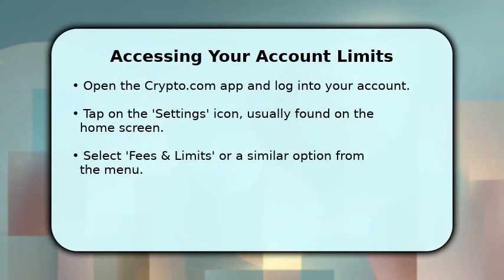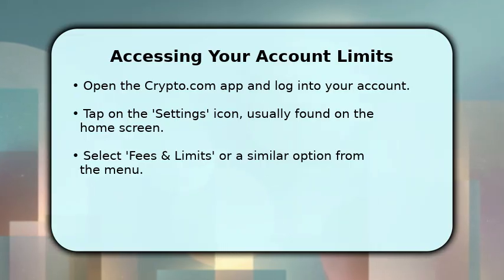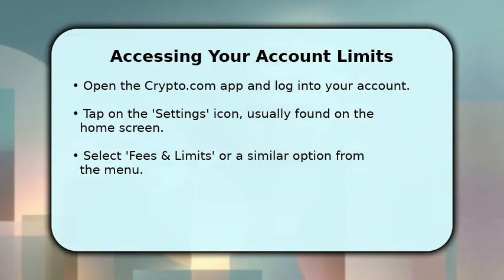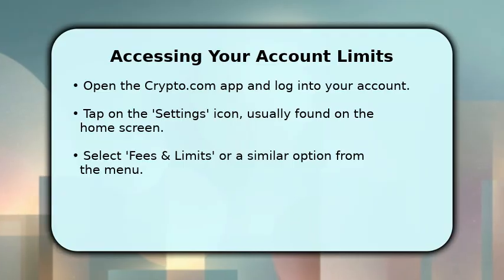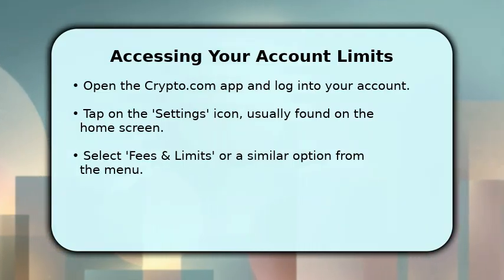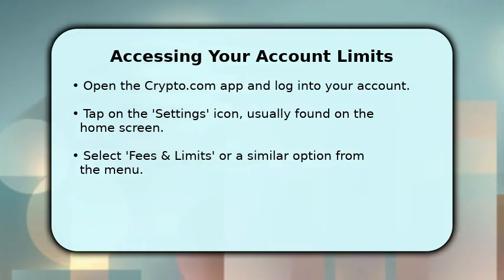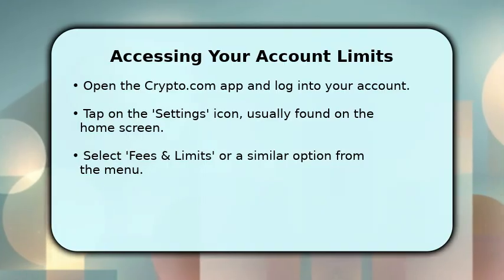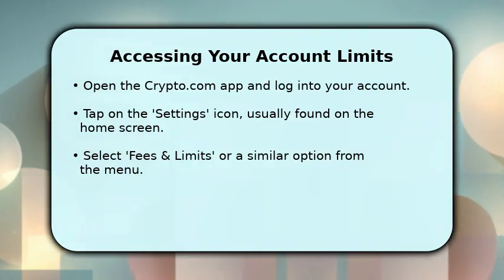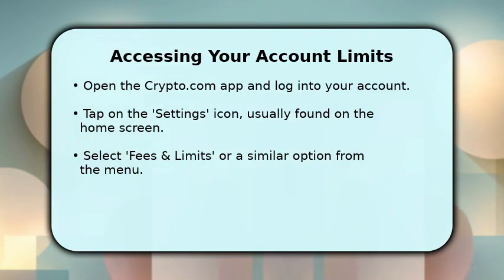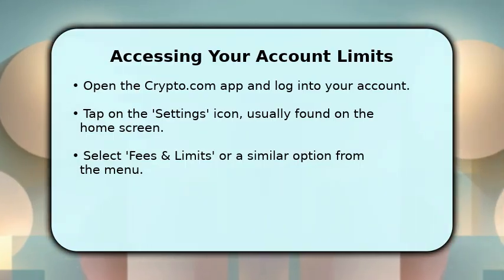To begin, open your Crypto.com application and securely log into your account. Once inside, look for the settings icon, which is typically represented by a gear symbol and located in an easily accessible area, often the top left or right corner. Tapping this will open a menu where you will find an option clearly labeled fees and limits or something very similar. This is your gateway to all the important information.